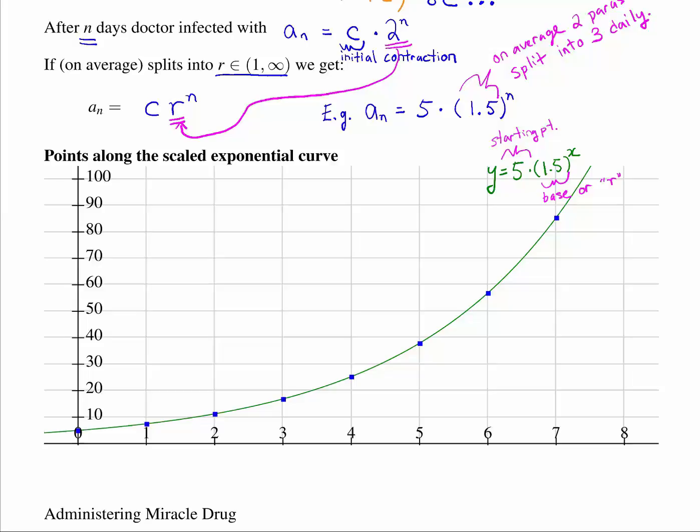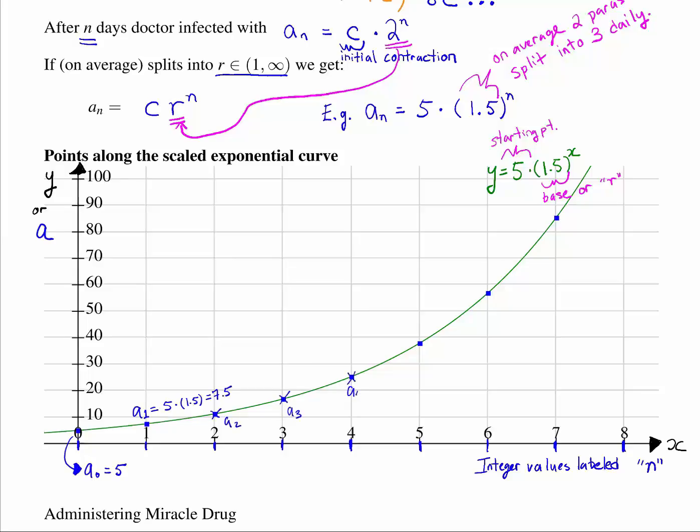And the points in the sequence would just occur for the integer values of x, which we also label n. So here you can see that we have the exponential curve, and we can plot the points of the geometric sequence along that, labeling the y-axis, the vertical axis, as A, designating the starting point A0 to be 5, and A1 is equal to 5 times 1.5, or 7.5. And then we plot the other points here from 2 to 7.